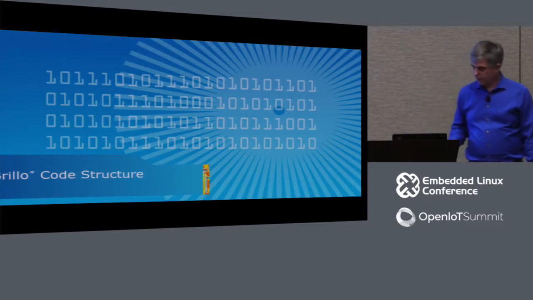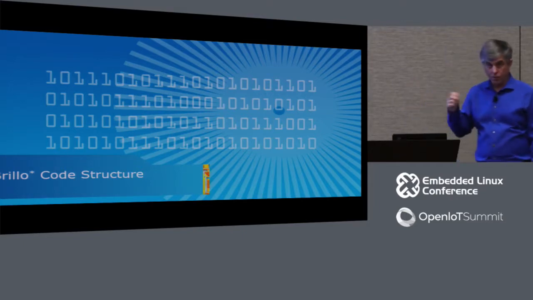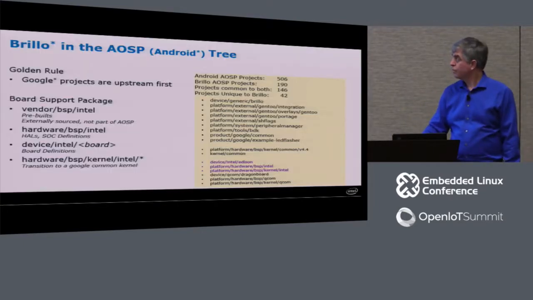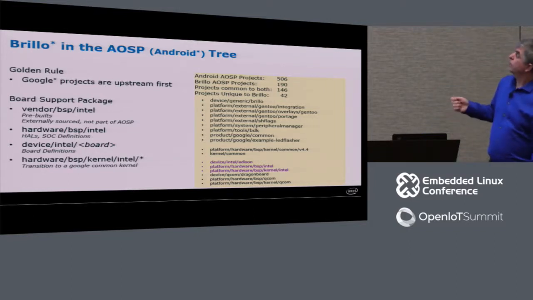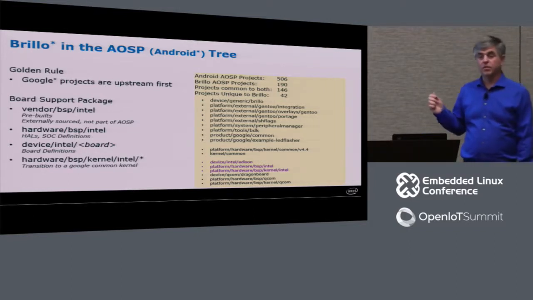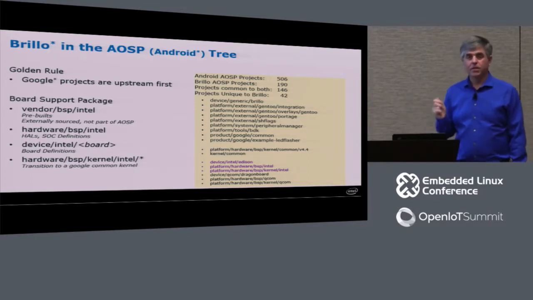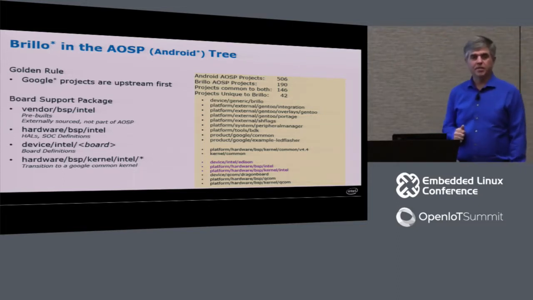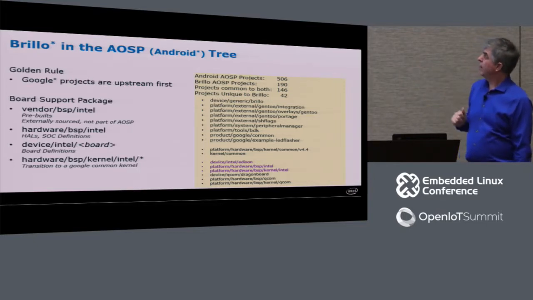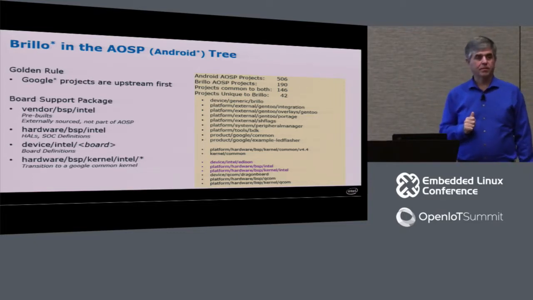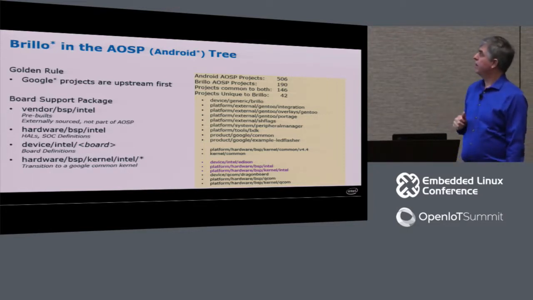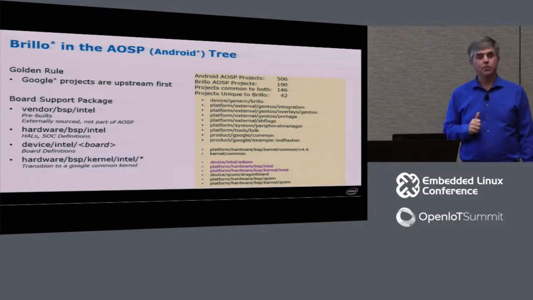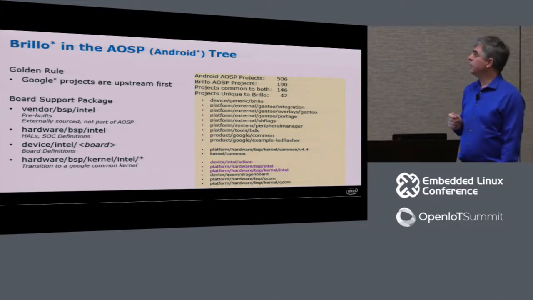Okay. Going to get a little bit into the Brillo code structure and comparing it to Android and what the directory layout looks like. So the first thing you see when you compare Android versus Brillo is the huge amount of overlap. There are just over 500 AOSP projects in the master branch of Android as of a couple weeks ago. Brillo has 190 projects. Of those, the overlap is 146 projects. That's huge. Huge commonality between them.